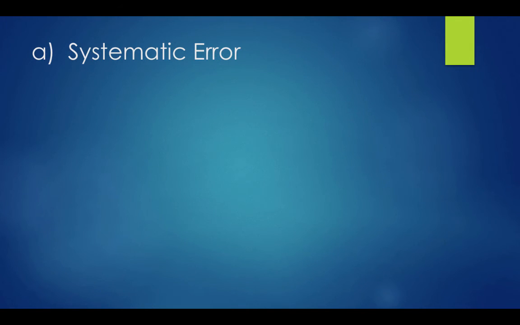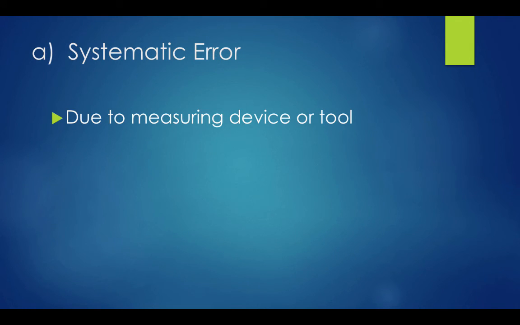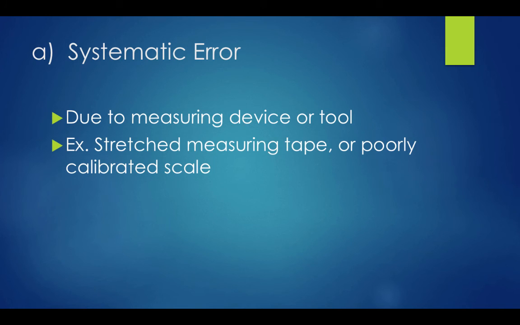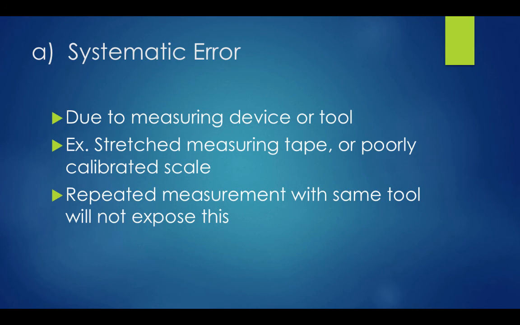Systematic error is a mistake in the measurement that is the fault of the device or the tool. Some examples of this may be a tape measure that has been stretched or a scale that has been poorly calibrated. If you repeatedly measure with the same device, then the error will not be detected.